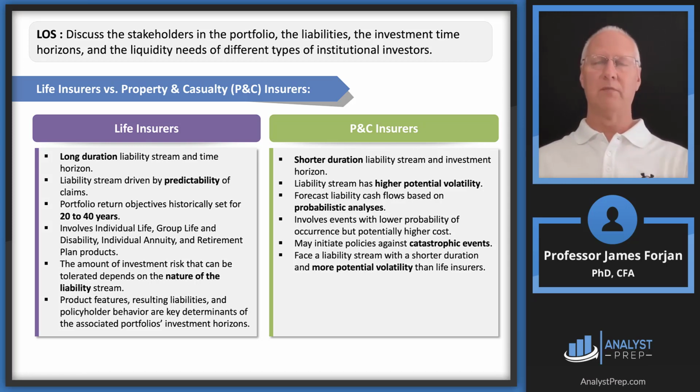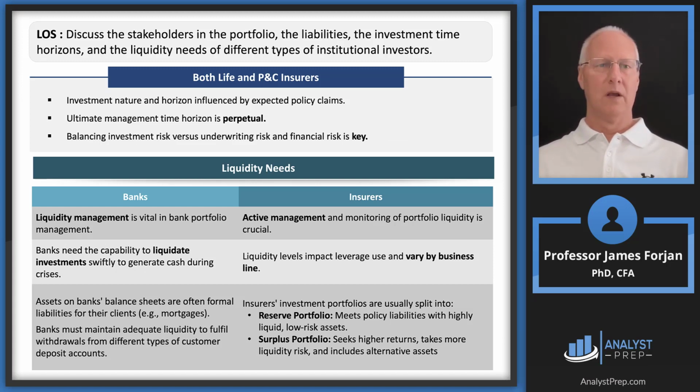So look at the second bullet point. Remember, a great exam question would be predictability, higher potential volatility, 20 to 40 years. I wouldn't be married to that, but just really a long time period. Investment nature and horizon are influenced by expected policy claims. So the claims for life are very different than claims for liability or home. Time horizon is perpetual. That makes sense.